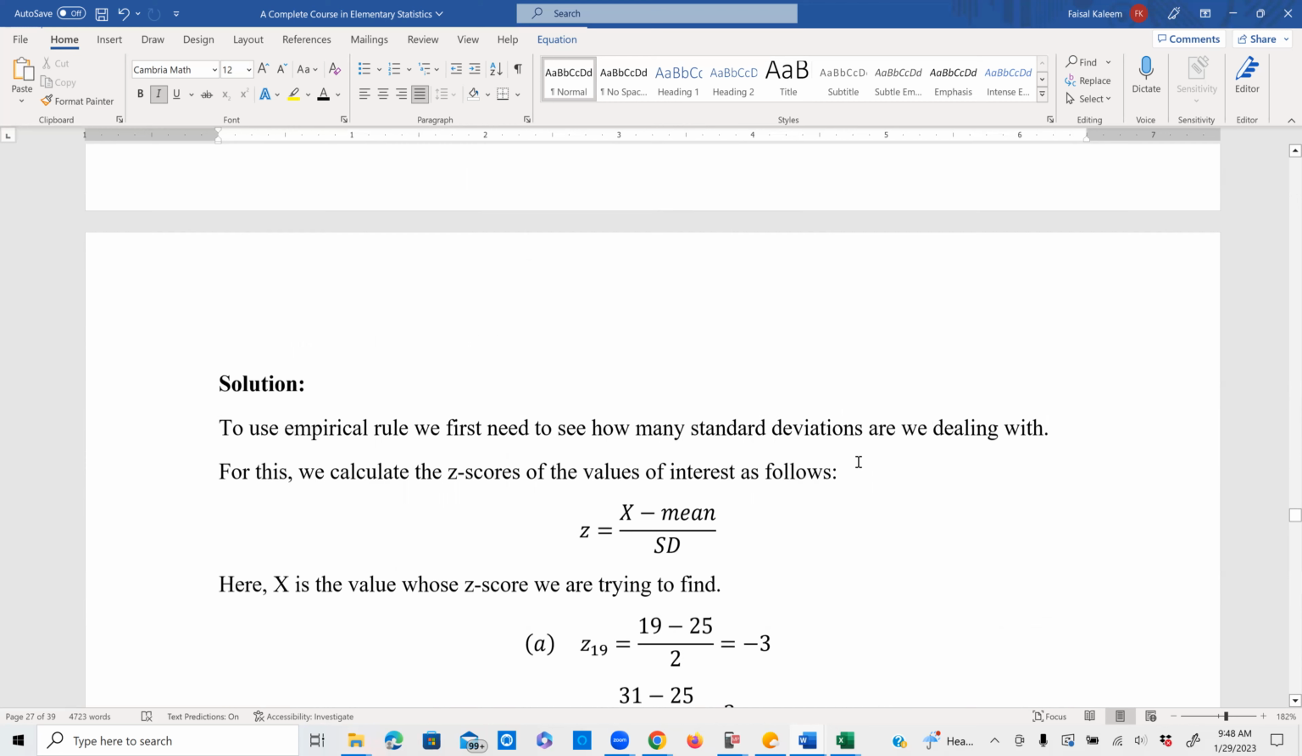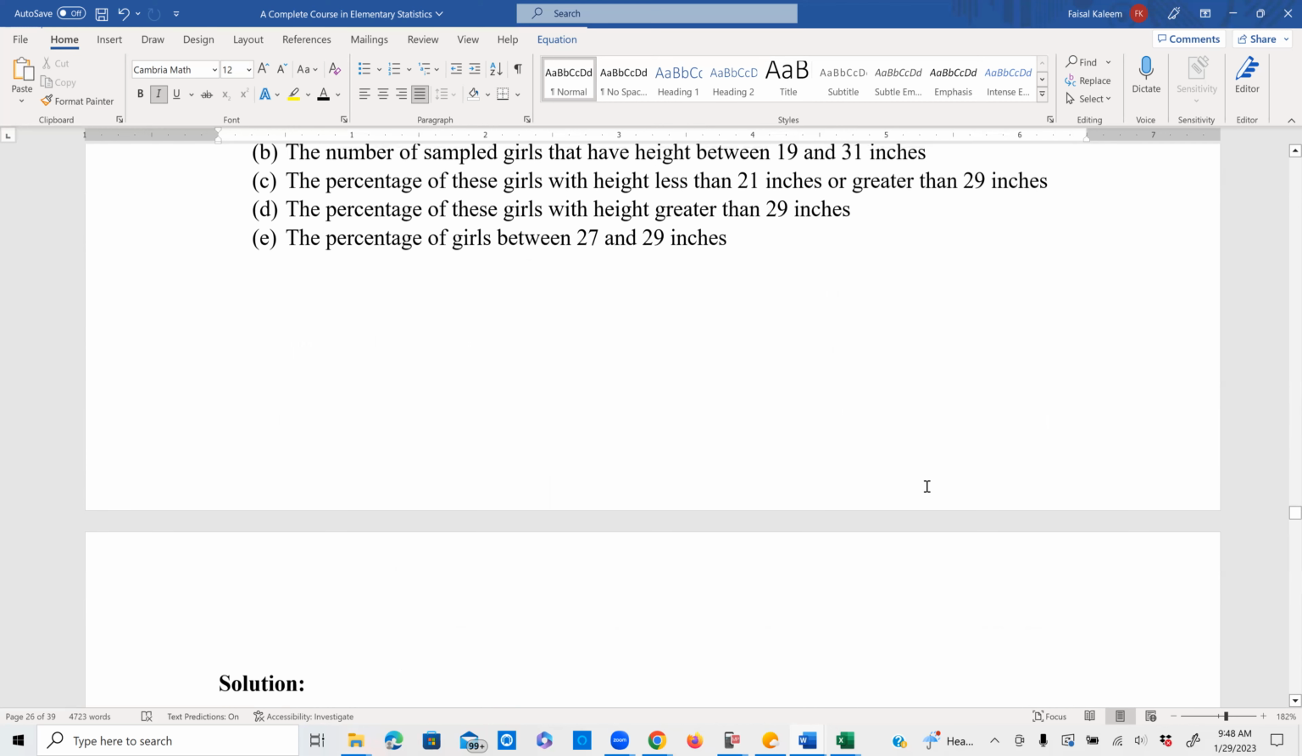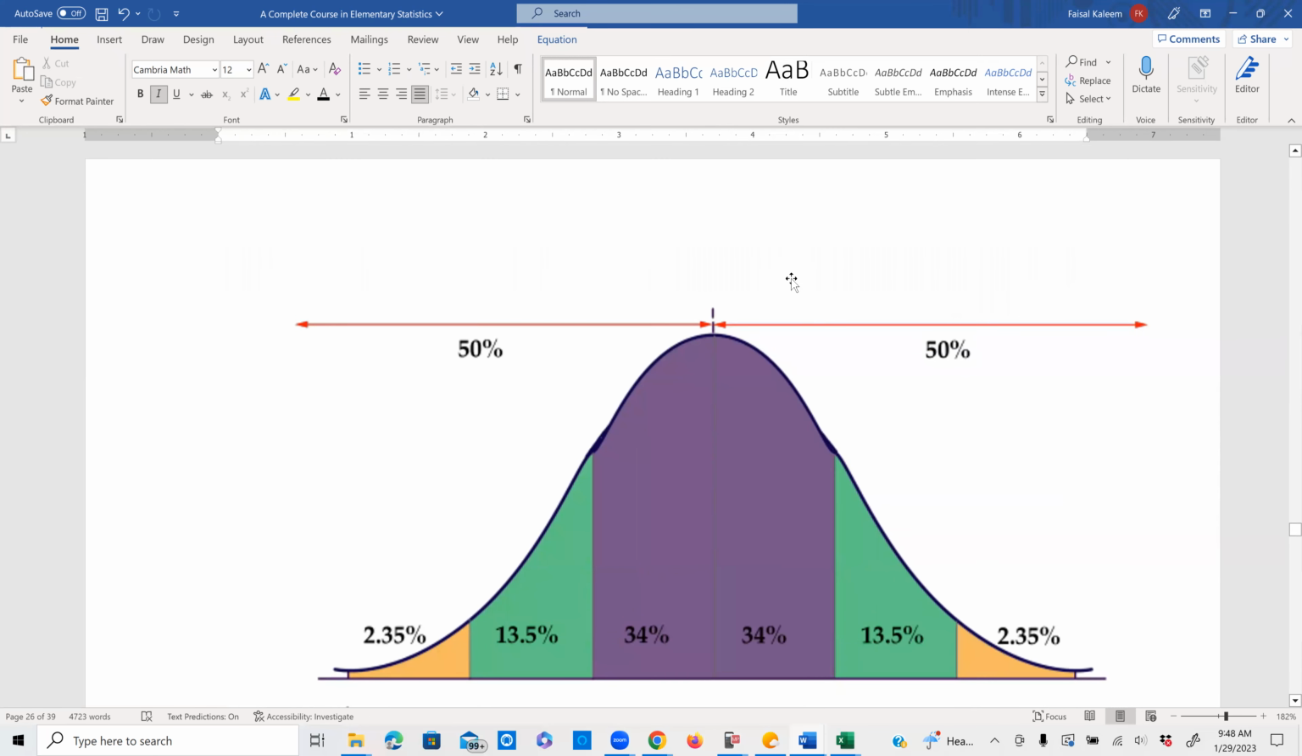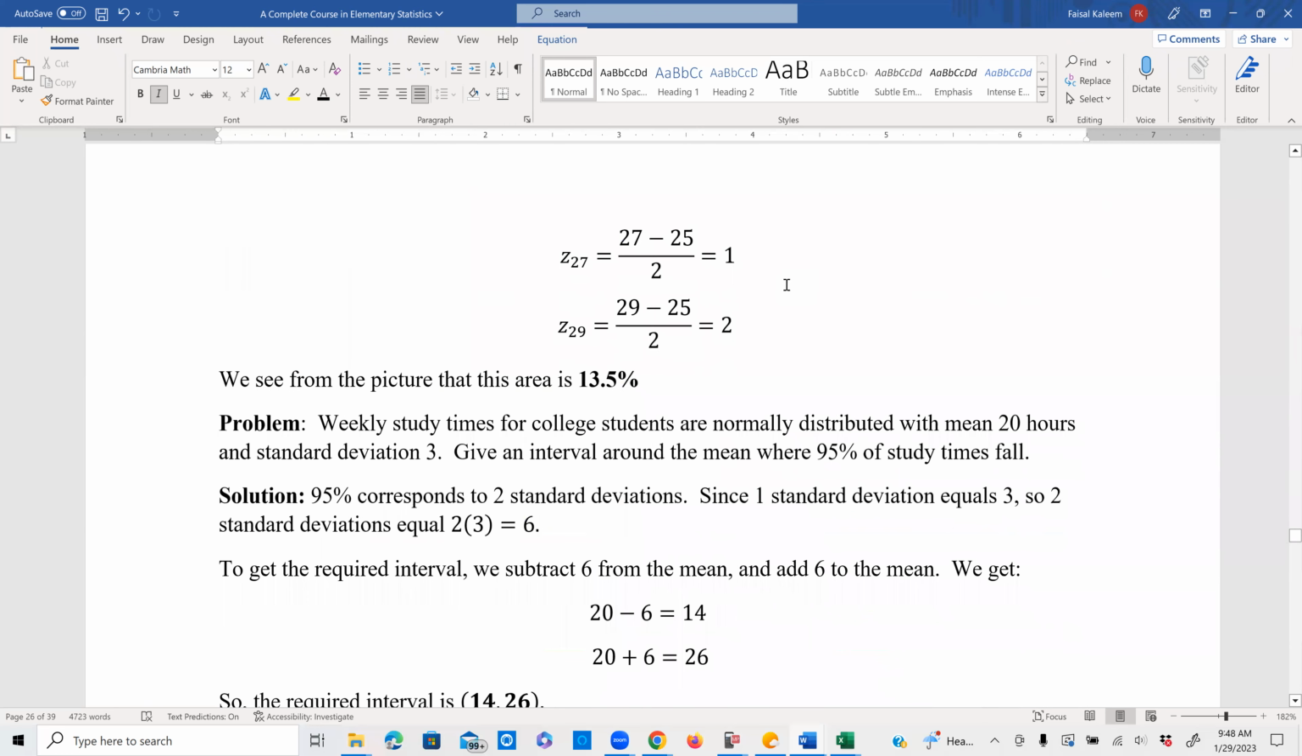And then sometimes we may be asked a non-symmetric question, the percentage of girls between 27 and 29. So let's first change 27 and 29 into z-scores, and then you will see what I mean. The z-score for 27 is 27 minus mean over standard deviation, that's 1. And the z-score for 29 is 29 minus 25 over 2, that's 2.